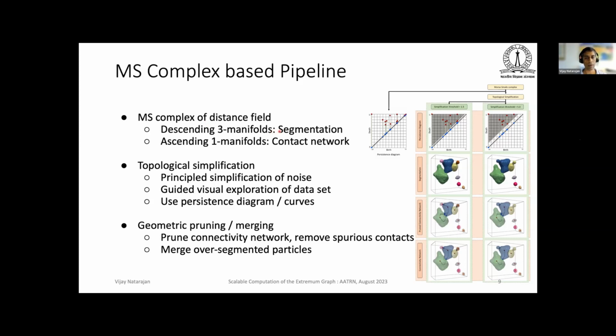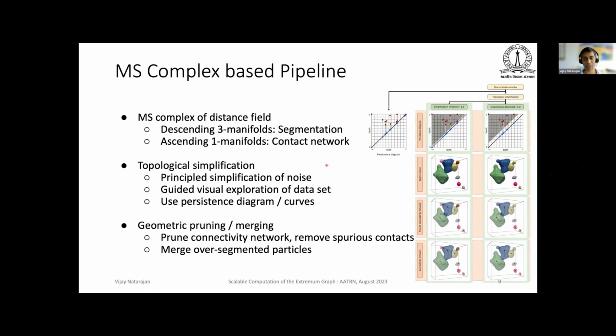So just to summarize, we use the Morse complex of the distance field to extract the segments as the descending three manifolds. These are the three-dimensional cells that I talked about, and the ascending one manifolds correspond to the arcs. The terms descending and ascending refer to the fact that as you go from the critical point outwards, the function values decrease, hence descending. And as you ascend in terms of function values from the saddles, you extract the arcs, and hence ascending. So this provides us the initial segmentation and the contact network.